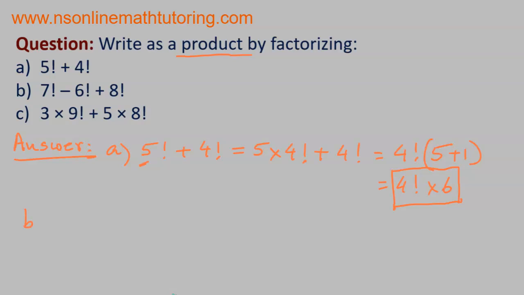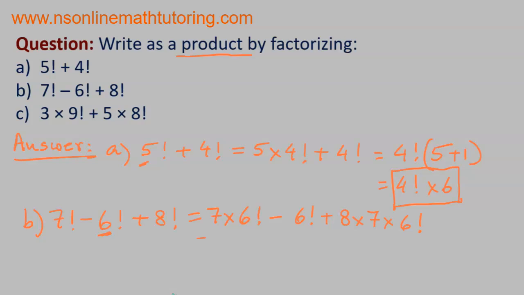Coming to subpart B. 7 factorial minus 6 factorial plus 8 factorial. Which one is the smallest number? Obviously 6, and we have to express the 7 factorial and 8 factorial in terms of 6 factorial. Okay. So 7 factorial can be written as 7 times 6 factorial. 6 factorial stays as it is. And 8 factorial is 8 times 7 times 6 factorial.